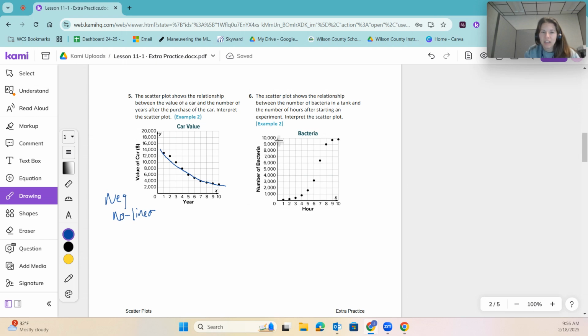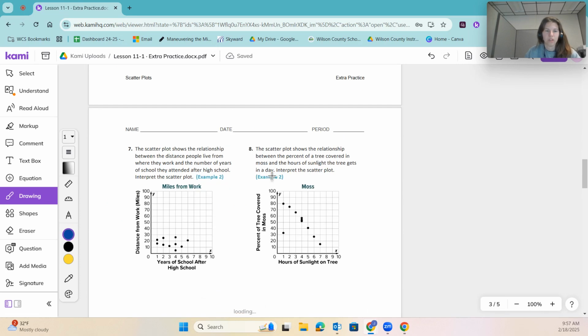And this one here, the scatter plot shows the relationship between the number of bacteria in a tank and the number of hours after starting an experiment. That number increases, and then it flattens off there at the top. The bacteria increase most between the hours of 4 and 8 hours. So again, positive, non-linear. And there are no clusters and no outliers in either of those.